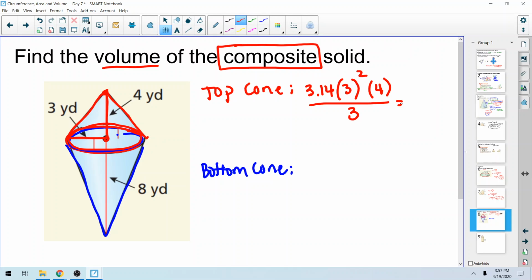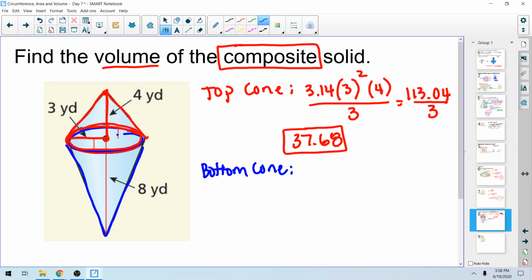So grab your calculator. 3.14 times 3 squared times 4. And I'm getting 113.04, but we still have to divide that by 3, which gets us 37.68. Okay, we're going to keep a hold of that, because now we have to find the volume of the bottom cone.